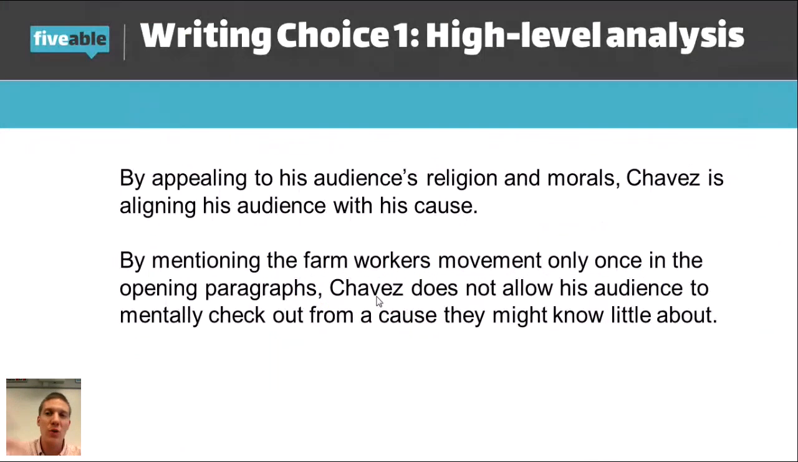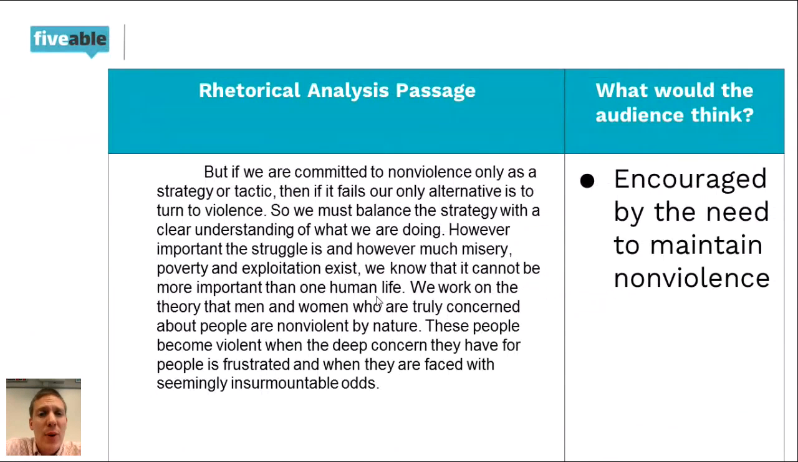So this begins part 2 of 3 parts. But if we are committed to nonviolence only as a strategy or tactic, then if it fails, our only alternative is to turn to violence. So we must balance the strategy with a clear understanding of what we're doing. However important the struggle is, and however much misery, poverty, and exploitation exist, we know that it cannot be more important than one human life. We work on the theory that men and women who are truly concerned about people are nonviolent by nature. These people become violent when the deep concern they have for people is frustrated, and when they are faced with seemingly insurmountable odds.